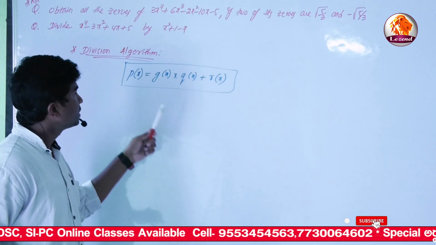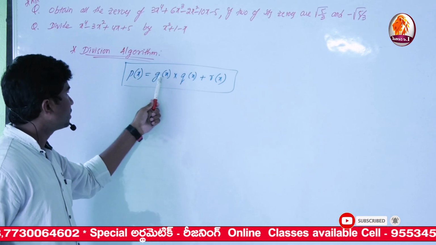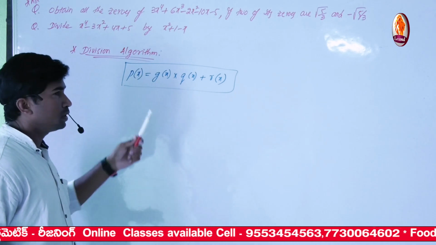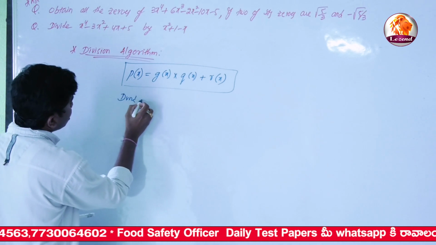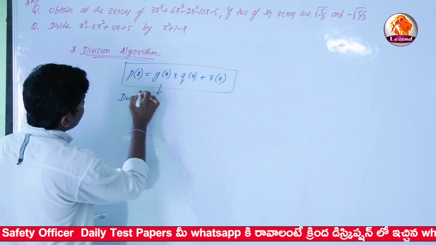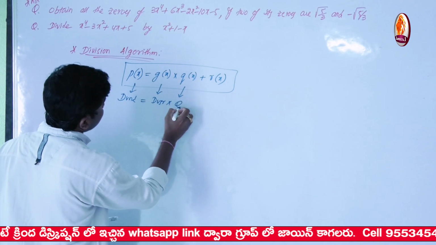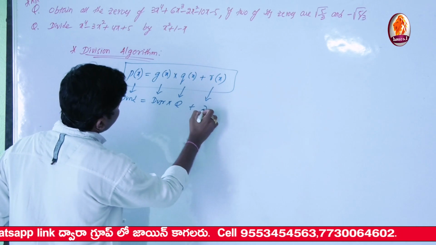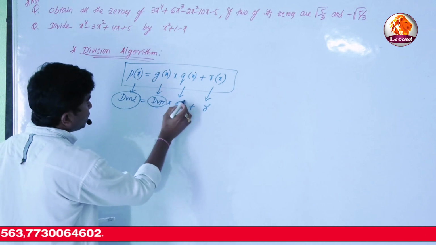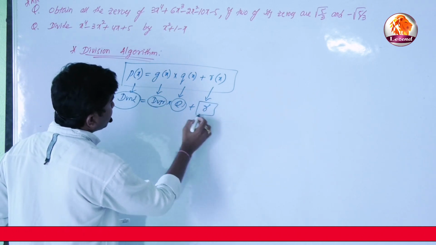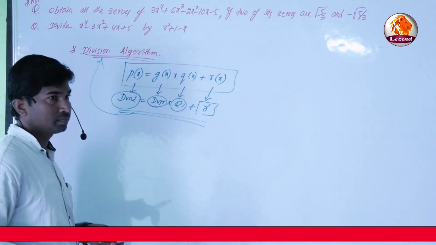These are polynomials: P of x and g of x are polynomials. P of x is the dividend, g of x is the divisor, q of x is the quotient, and r of x is the remainder. We know that dividend is equal to divisor into quotient plus remainder. The resultant expression is known as the division algorithm.